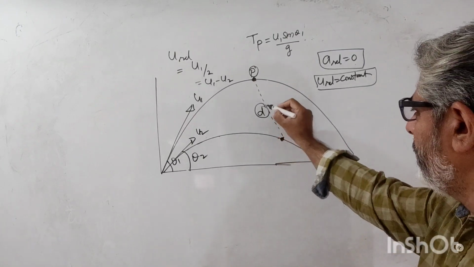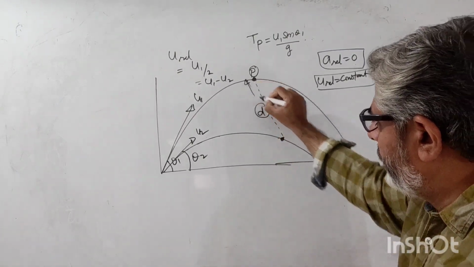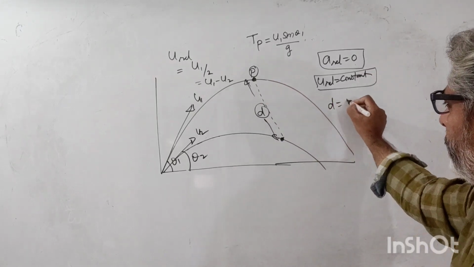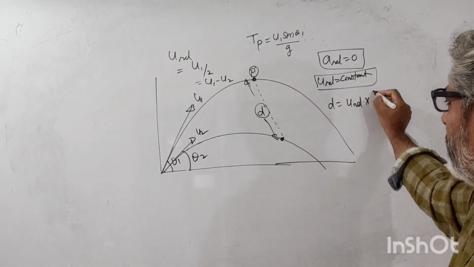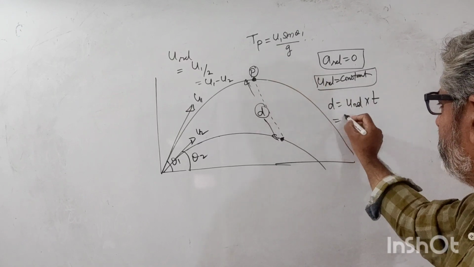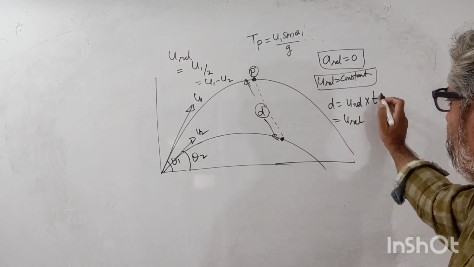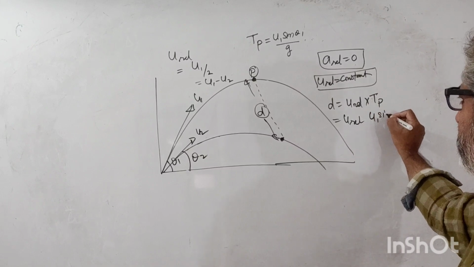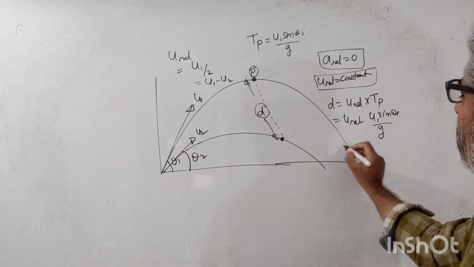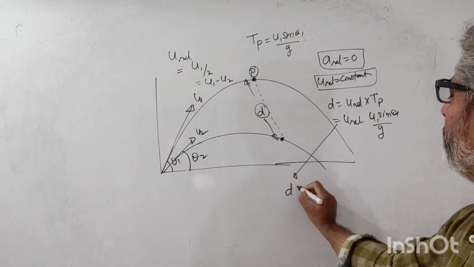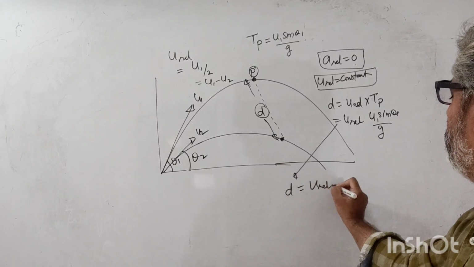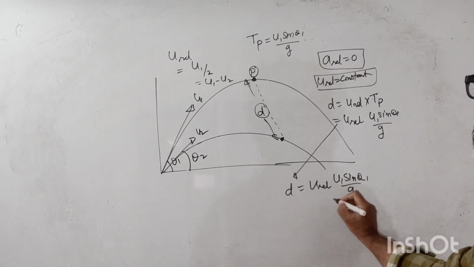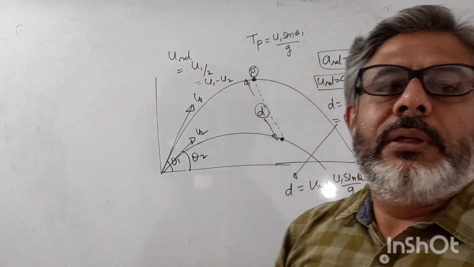So you can easily say that this distance, that is d, between the two projectiles at this time is nothing but u relative into time, and time we have already found as, let me replace it with Tp, that is u1 sin theta 1 by g. So very easily you can say the answer is u relative into u1 sin theta 1 by g. So the question is, how do you find relative velocity?